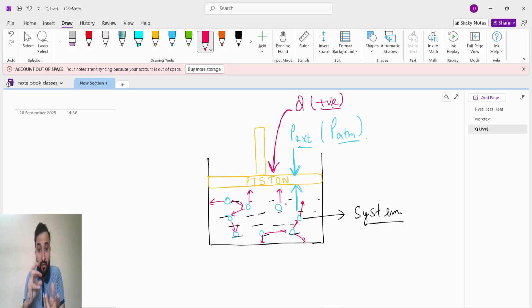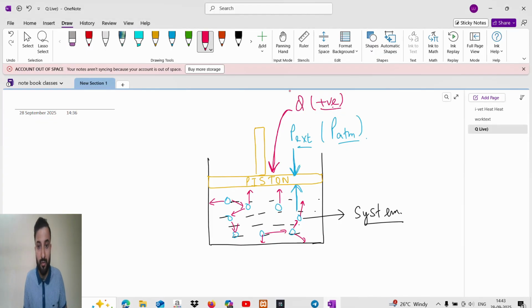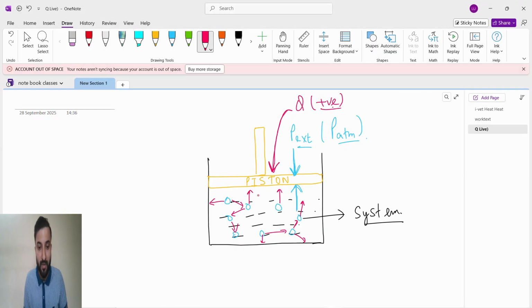The molecules will start moving in a random motion, and the speed of the movement will increase. Now the particles will start hitting the wall of the system, hitting each other, and hitting the piston with more force, with a high force, right? Why? Because when heat is transferred, the temperature inside the system will increase. If temperature increases, the movement of particles becomes faster, which means there is an increase in kinetic energy, because movement of particles means what?